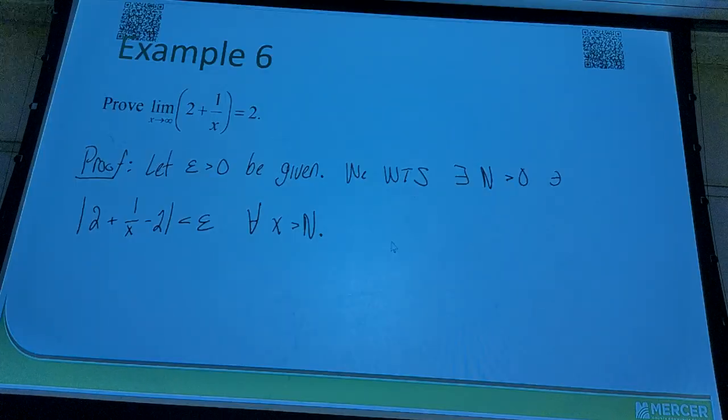And that slides, so it keeps shrinking. Right? No matter how small I decide to make that epsilon band, I can find a point such that 2 plus 1 over x is within that band everywhere to the right of it.